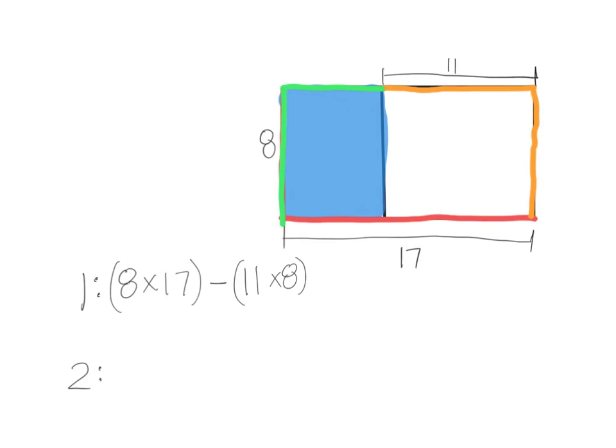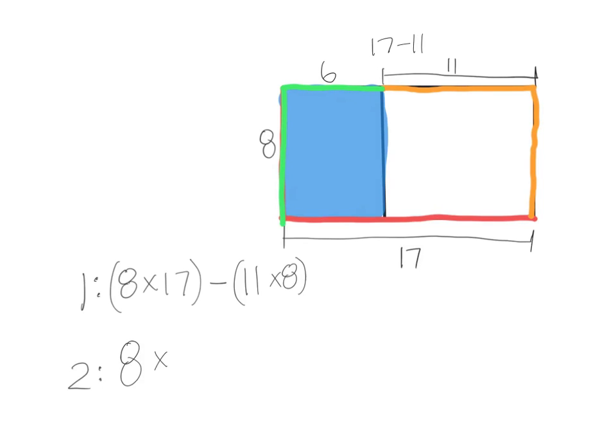So I would have, I know already, this side here is equal to 8. So I would have 8 times, but then I need to think, do I know what this is equal to? Or how could I figure it out? Well, I know the entire side needs to equal 17. This small part here equals 11. So how do I figure out what this could be? Well, I can do 17 minus 11 and get 6.